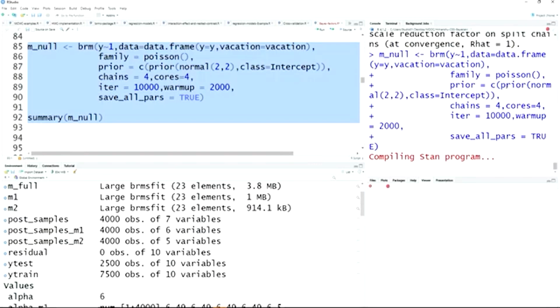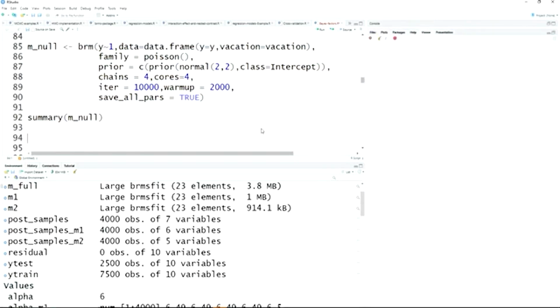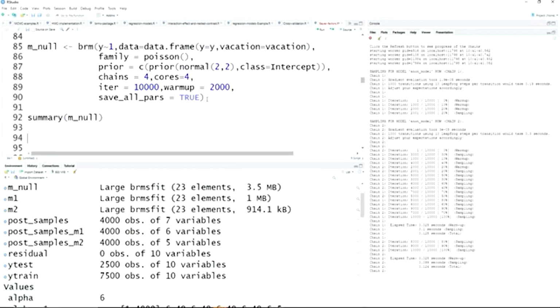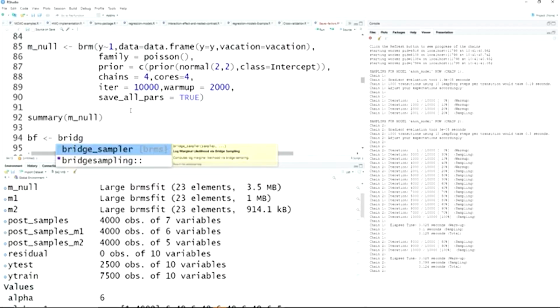So let's wait for it. Once you get M null, then you can compute Bayes factor using bridge sampler. Yes, so this is done. If you want, you can take a look at the summary. We are interested in calculating Bayes factor, right? So Bayes factor can be calculated using now bridge sampler.